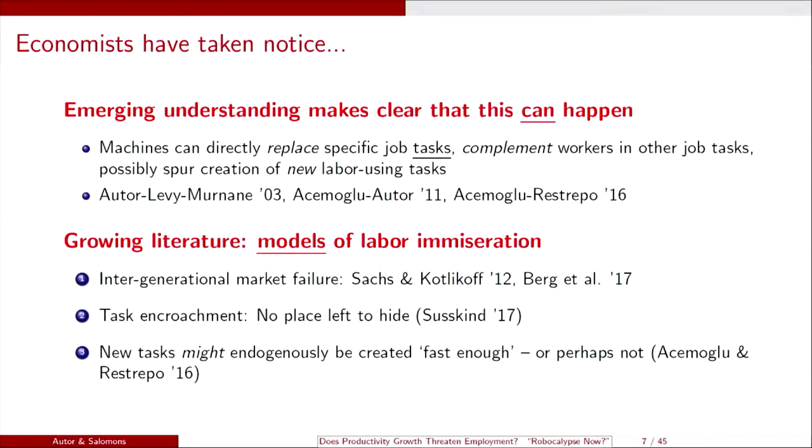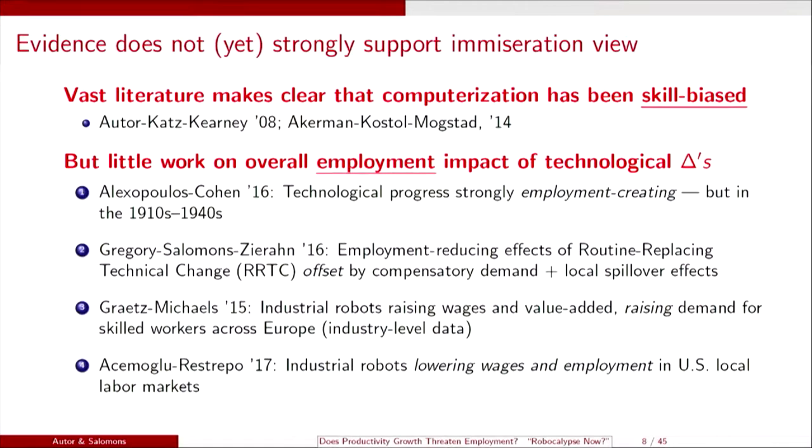One has to do with market failures, with failures of intergenerational investment, like work by Sachs and Kotlikoff or Berg et al. Another is what we call the no place to hide models, where there's just more and more task encroachment, and eventually the last worker is highly productive until he's out of the job as well. The third, a very sophisticated paper by Acemoglu and Restrepo, looks at two countervailing forces. On the one, you have machines successively replacing codified tasks. On the other, new tasks are created as labor becomes abundant. Those two might cancel each other out. There might be a balanced growth path, or there might not. We can't be sure. The evidence does not yet strongly support the labor immiseration view, but it's early days.